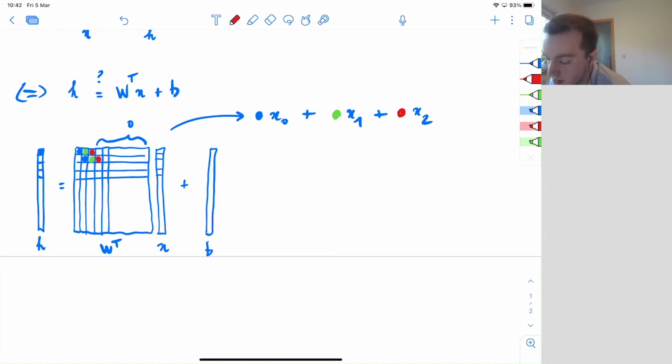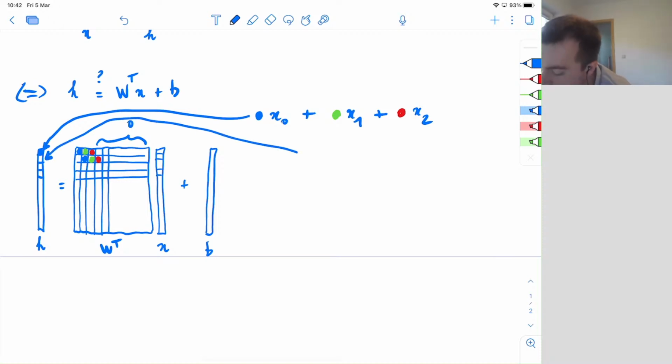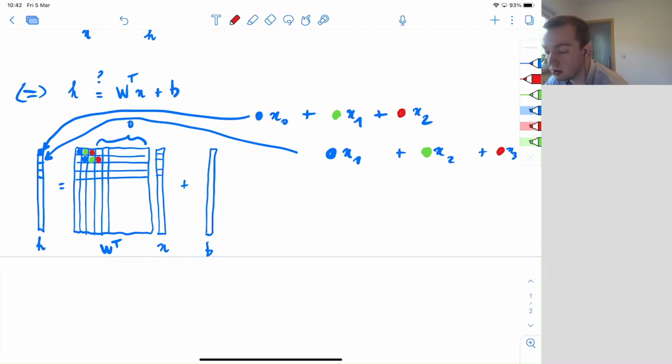Right? And what would then happen is that in terms of the input, this would correspond to this one, right? And then the second one here would be computed as x1 plus x2 plus x3, with the blue weights, the green weights, and the red weights, right? And now x0 would no longer be used because it corresponds to a 0 coefficient in this matrix, right?